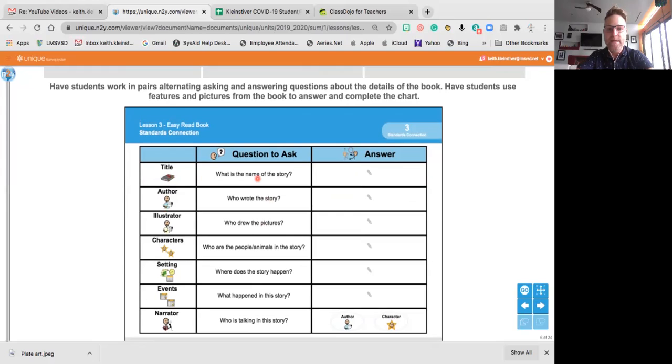The title, what is the name of the story? Author, who wrote the story? Illustrator, who drew the pictures? Characters, who are the people and or animals in the story? The setting, it's when and where the story happens. Event, what happens in the story, and the narrator. Who is talking in the story? Is it an author or a character that's talking?